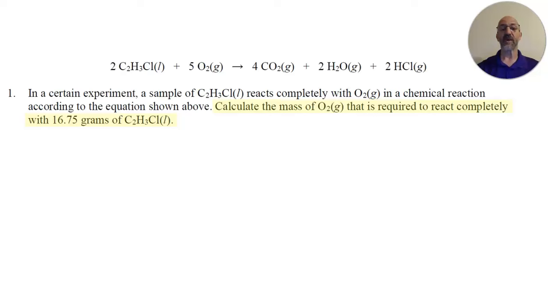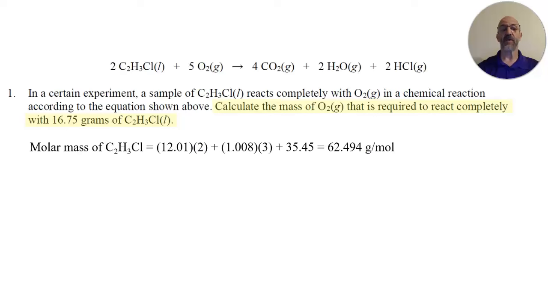So the first thing I'm going to do to plan my strategy is I know that I will need the molar mass of these two substances, these two reactants. So the molar mass of C2H3Cl is calculated from the periodic table. So I have 2 carbons, 3 hydrogens, and 1 chlorine. So that molar mass is 62.494 grams per mole. And then for oxygen gas, that would be 2 times 16, or 32 grams per mole.